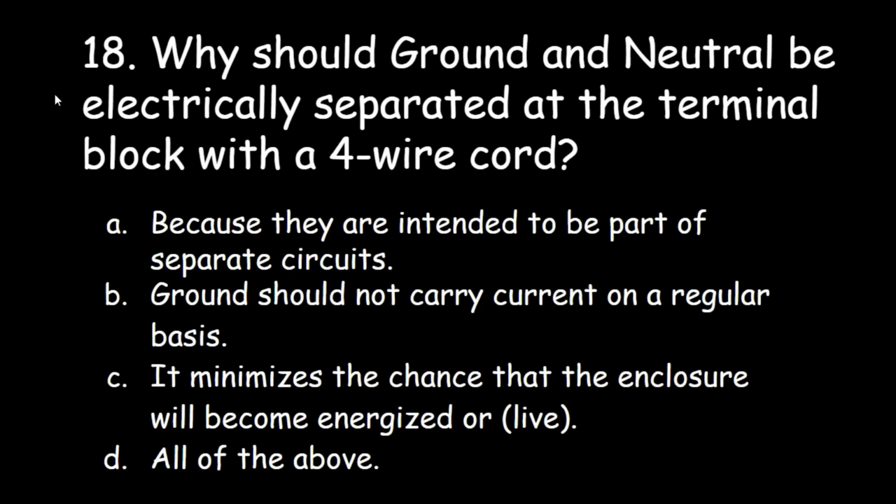Number 18. Why should ground and neutral be electrically separated at the terminal block with a 4-wire cord? Because they are intended to be part of separate circuits. Ground should not carry current on a regular basis because it minimizes the chance that the enclosure will become energized or live. The answer is all the above.